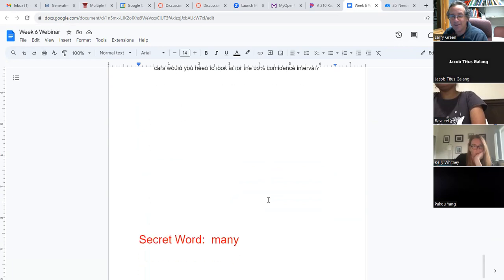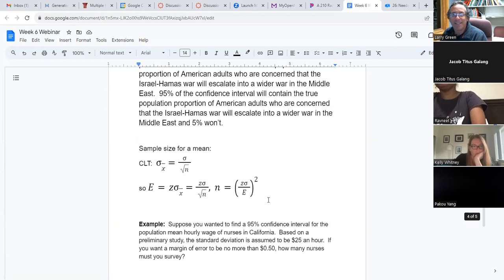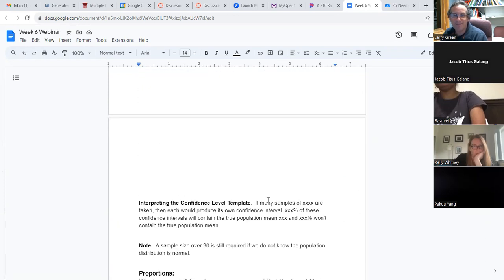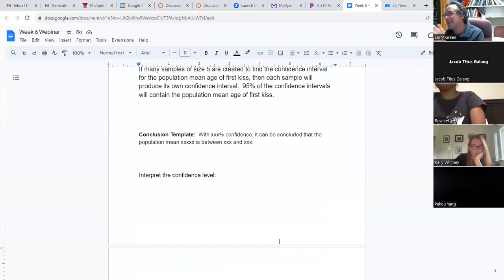All right. The good news is the secret word. Secret word is many. I put it that way because if we look at the template, if many samples are taken, that word many happens in this template for the confidence level. So I decided that's a good word to use for a secret word. I always try to pick a word that's used a lot.